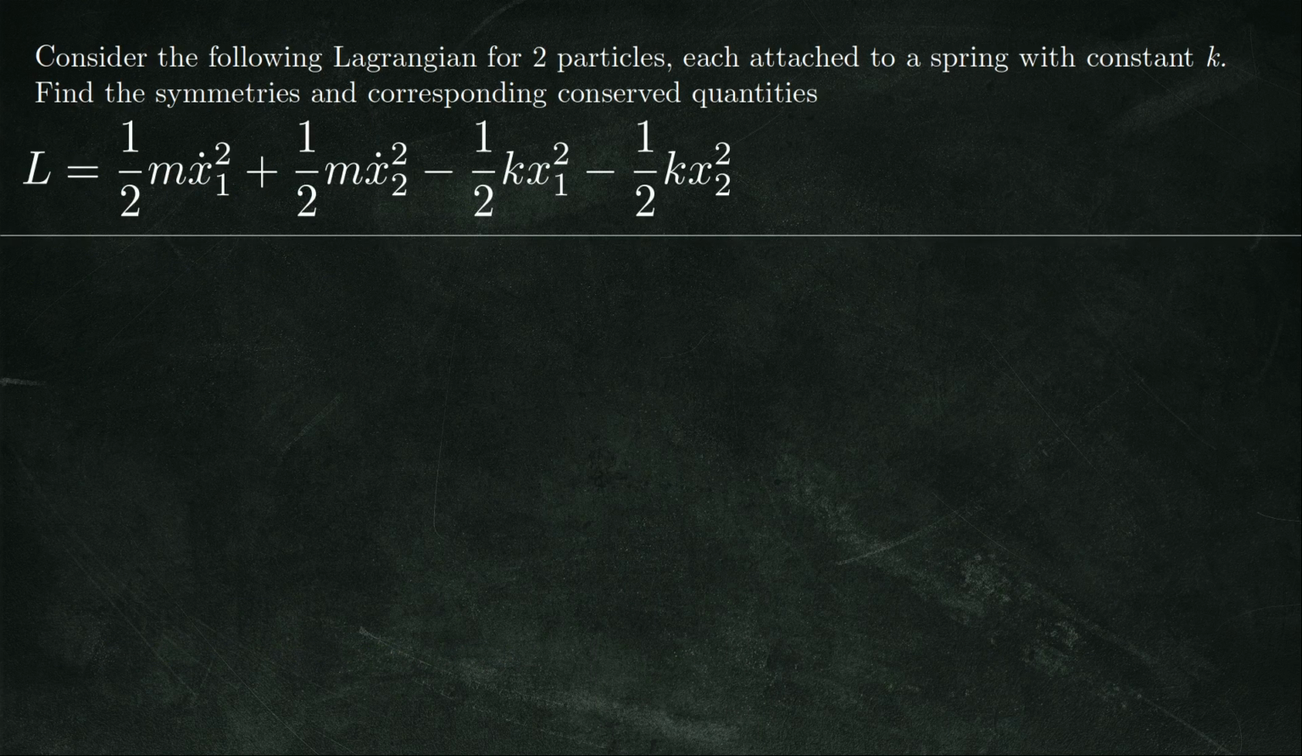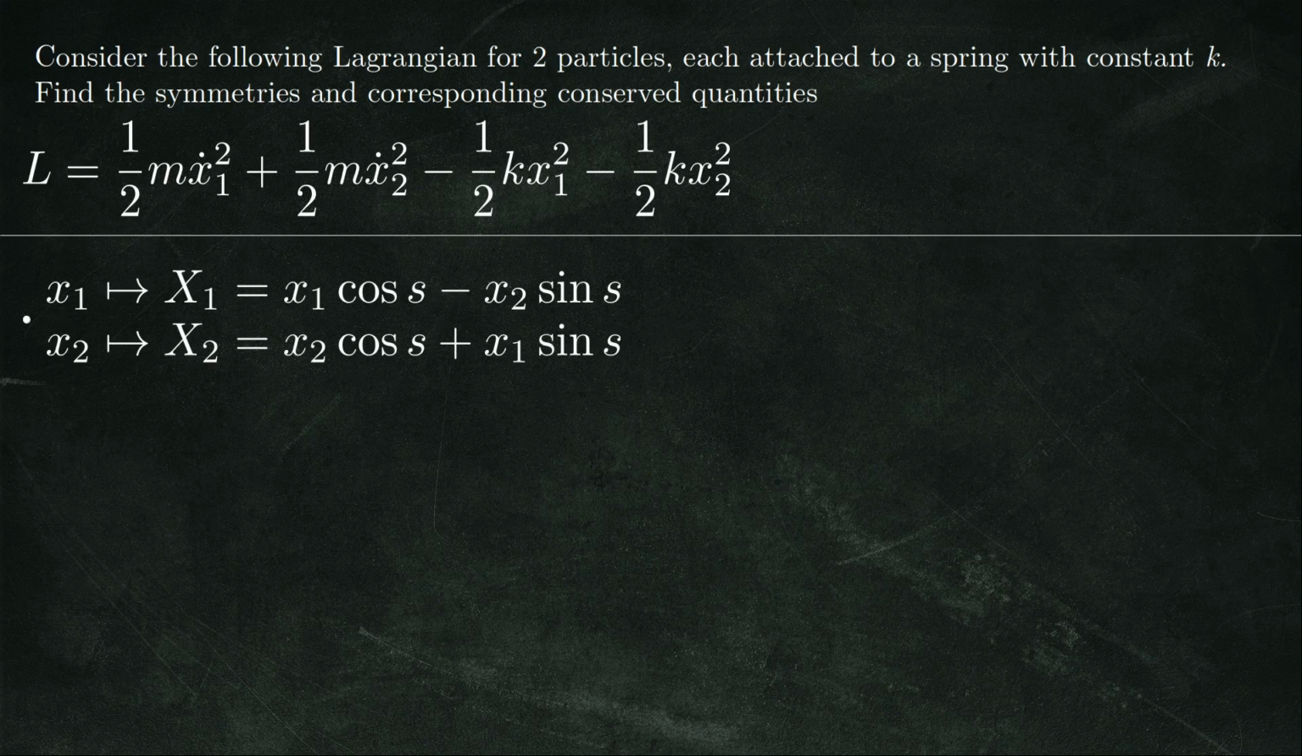This example is quite complicated, so I'll tell you what the symmetry is, and then it will be your job in your booklet to prove that this is a symmetry, and then calculate the conserved quantity. So the symmetry is this combination here. And for those of you who like to visualize things, this is a rotation in the x1, x2 plane. If you don't like to visualize things, well, it's just a function.